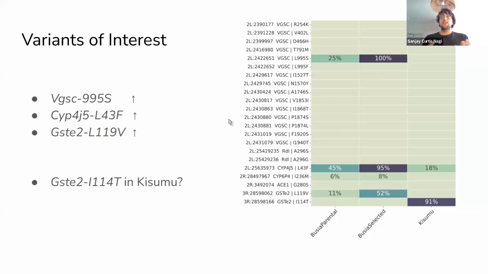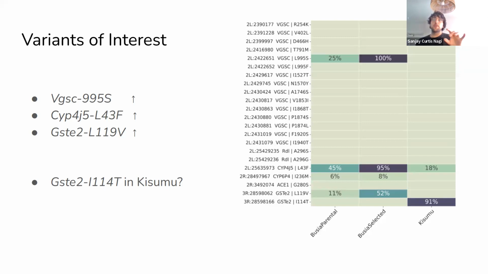The last interesting thing that we found with this is that we found a mutation, I114T, which is well known to be important for DDT resistance. We found this mutation in Kisumu, which was surprising because Kisumu should be a completely susceptible colony to different insecticides, and so we did not expect to find any resistance mutations in Kisumu.